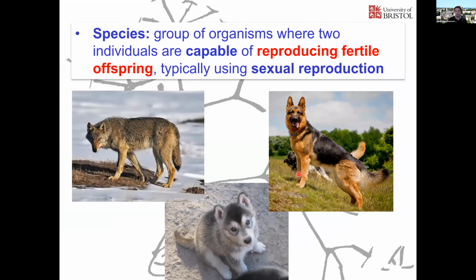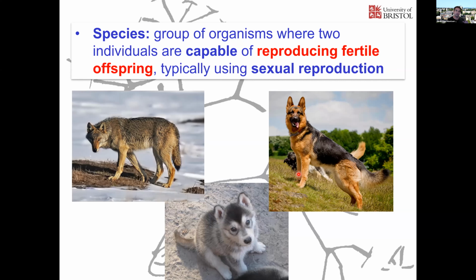Basically, we need to define first what is a species. There are dozens of species concepts, all right? It's one of the most philosophically debated ideas in biology. So I'm going to use the most mainstream one, the one that most people use, called the biological concept of a species. That says that species are groups of organisms where two individuals are capable of reproducing and producing fertile offspring, all right? Usually through sexual reproduction.